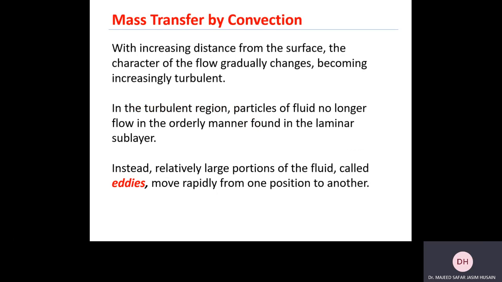With increasing distance from the surface, the character of the flow gradually changed, becoming increasingly turbulent. This is expected. In the turbulent region, particles of the fluid no longer flow in an ordinarily organized way, similar to the laminar. Instead, a large proportion of the fluid will have eddies. Eddies, which means vortices in Arabic, move rapidly from one position to another. So that's the turbulence and the eddies.